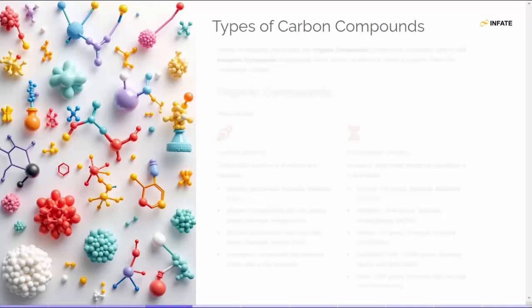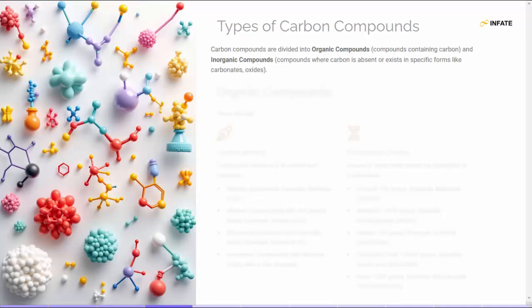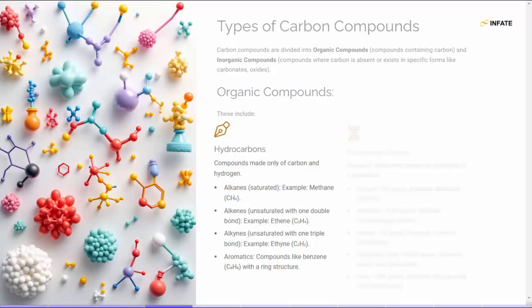4. Types of carbon compounds. Carbon compounds are divided into organic compounds, compounds containing carbon, and inorganic compounds, compounds where carbon is absent or exists in specific forms like carbonates, oxides. Organic compounds, these include hydrocarbons, compounds made only of carbon and hydrogen.